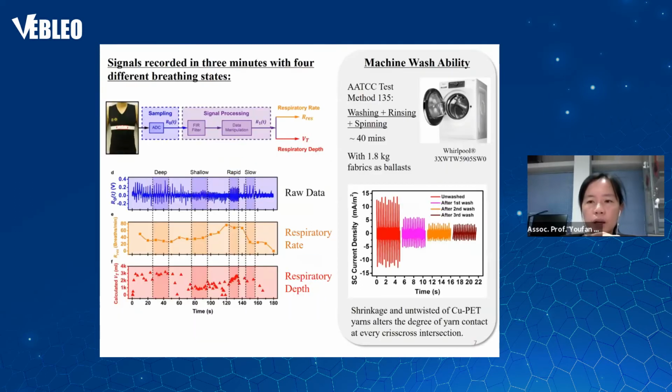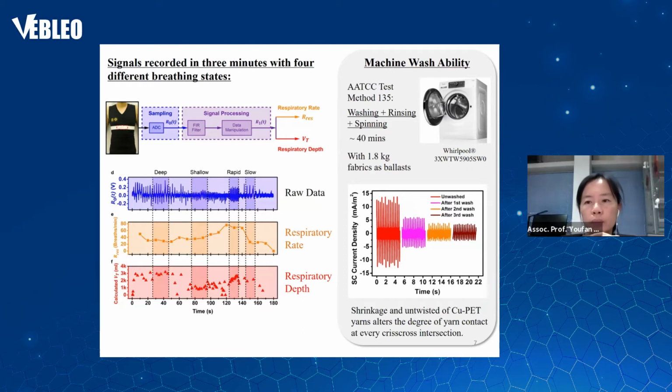We can use this fabric to secure around the chest of an individual. During respiration, your chest will expand and contract. During this process, we can get this kind of signal, and then we can get information about your respiratory rate and also the respiratory depth.